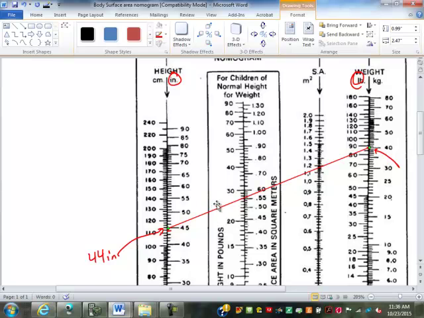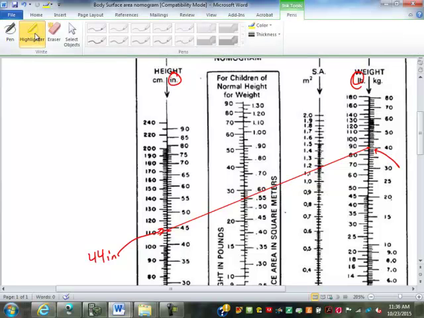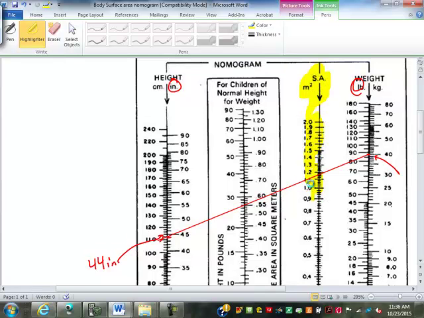Okay, so everybody see that red line? Is that big enough you guys can see it? Okay. So you can see that red line goes from the 44 inches over here, maybe adjust it just a hair, if it'll let me, there, to the 88 pounds over here. This scale right here is the body surface area in square meters. Body surface area is always calculated in square meters, no matter whether we're given pounds and inches or kilograms and centimeters. So we can see this is going through between 1.1 and 1.2.